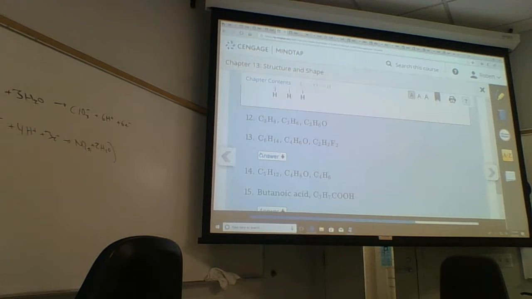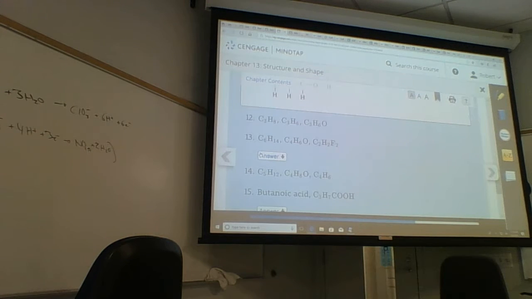So let's go with C6H14. C6 is hex, a 6 carbon chain. 1, 2, 3, 4, 5, 6. And let's fill them with hydrogens here. So how many hydrogens do we end up with? We get 3, 4, 5, 6, 7, 8, 9, 10, 11, 12, 13, 14. This is called hexane.